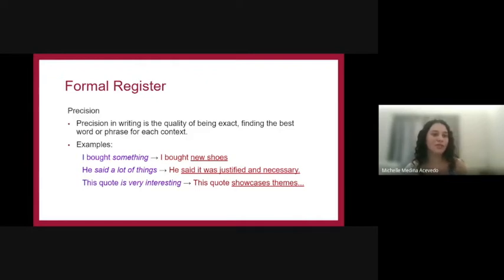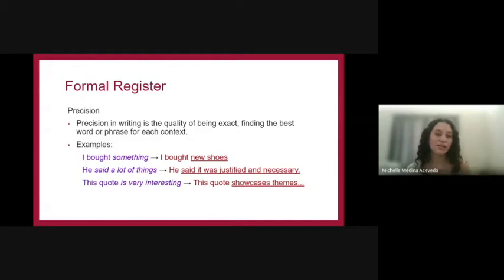Then we have the example, he said a lot of things. This is also very common when we are writing analytic essays, for example. We are talking about a character who said a lot of things. Well, what were those lots of things? We want to make sure that the reader knows what we are talking about. So we would write, he said it was justified and necessary, for example. We would write exactly, precisely what they said.